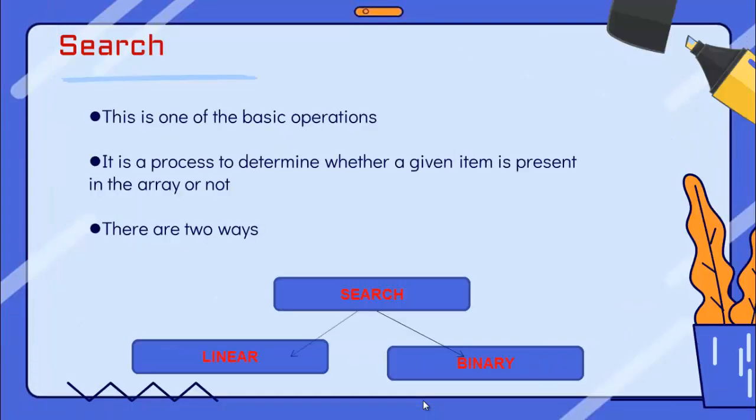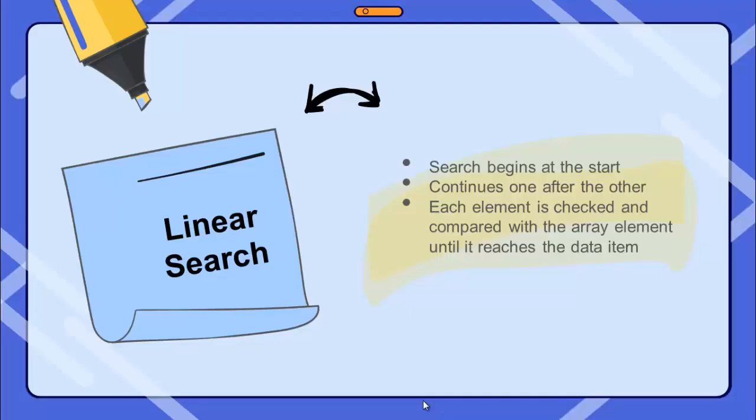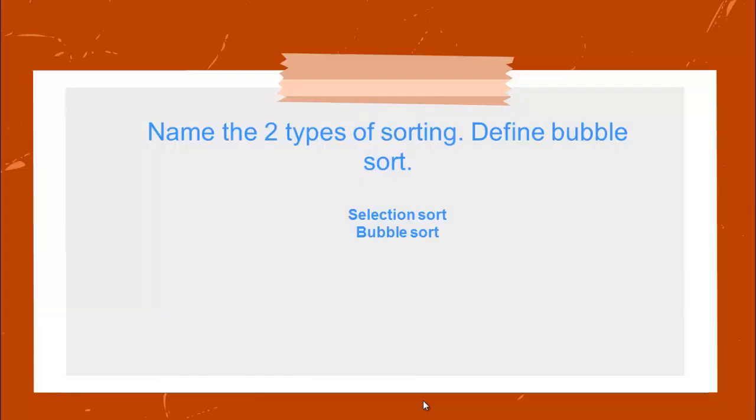Searching in arrays. Searching is one of the basic operations in array. It is a process to determine whether a given item is present in the array or not. There are two ways of searching: linear search and binary search. Linear search starts at the start and continues one after the other, each element unchecked and compared with the array element until it reaches the data item.